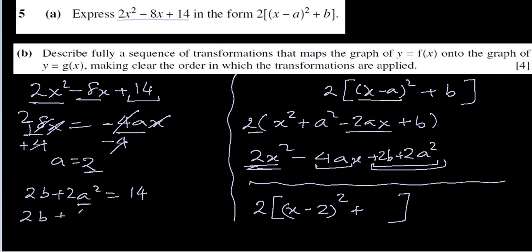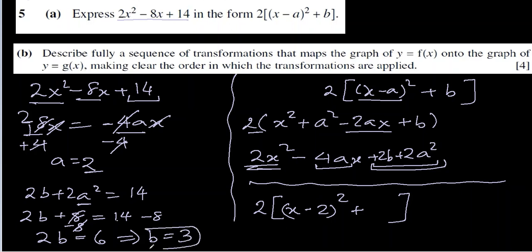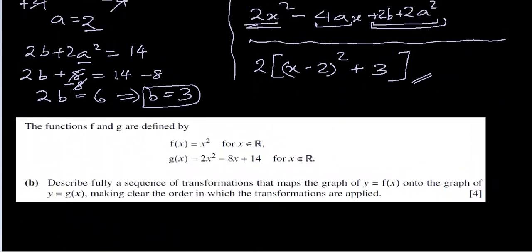4 times 2 is 8. After substituting a equal to 2, 14. 2b equal to 14 minus 8. If we subtract 8 from both sides, 14 minus 8 is 6. And that gives us b equal to 3. Voila, we've done this. We've converted this quadratic into this format. So this is the one.